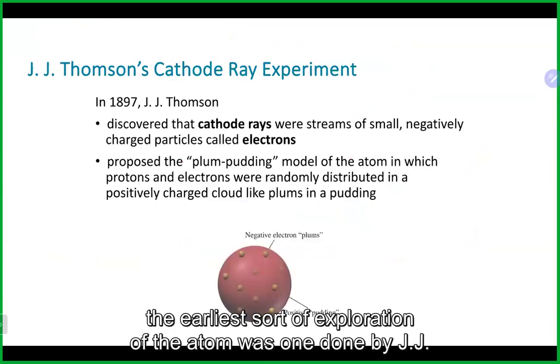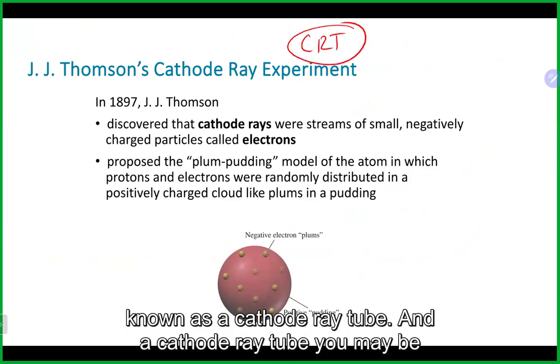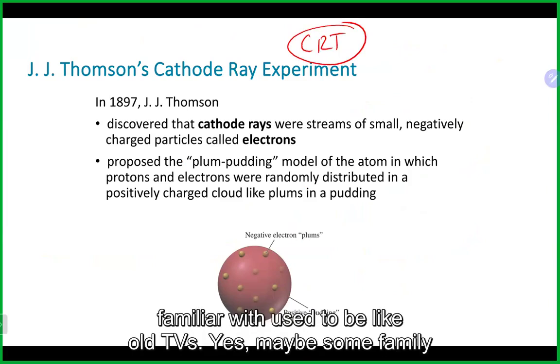Probably the earliest exploration of the atom was one done by J.J. Thomson. He used what is referred to as a CRT, which is known as a cathode ray tube. And a cathode ray tube you may be familiar with.